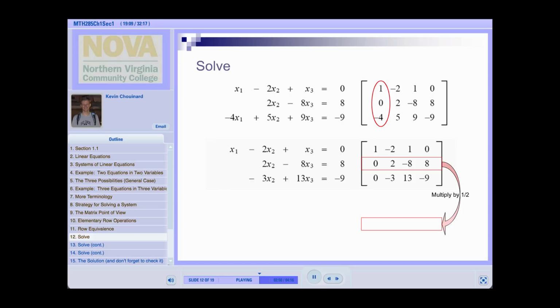Now, we'd like to have a 1 in the second row where there's currently a 2. We still want to have a 0 to the left of it, but we'd like to have a 1 where there's currently a 2. And since all those entries are essentially even numbers, we can get away with multiplying that row by a half, or equivalently dividing the entire row by 2. When we do that, we get a new second row of 0, 1, negative 4, and 4. We leave the first row the same, we leave the third row the same, but we multiply the second row by a half.